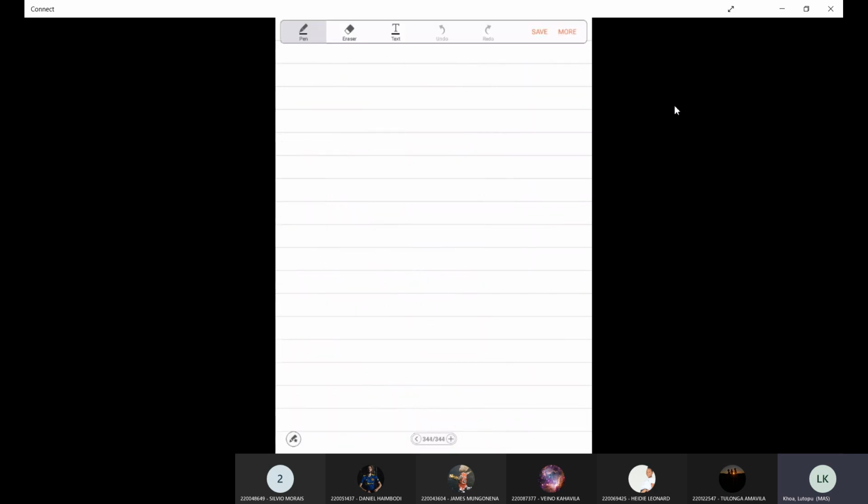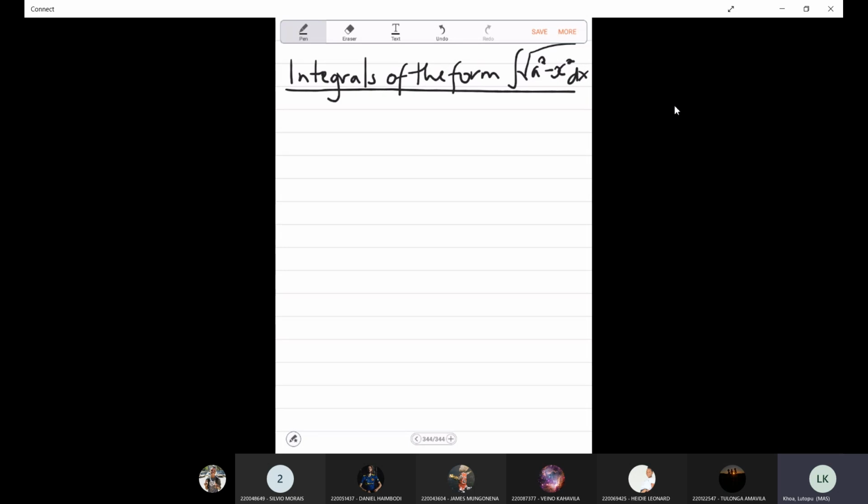So today we look at integrals of the form, this is the integral of the square root of a squared minus x squared dx. So with integrals that look like this, we have to make some trigonometric substitutions, because if this was in the denominator, then we would think of a sine or hyperbolic sine inverse, but when it's in the numerator, we cannot use a sine or hyperbolic sine inverse.